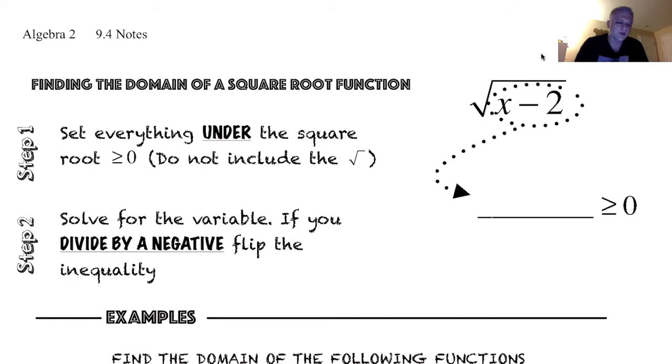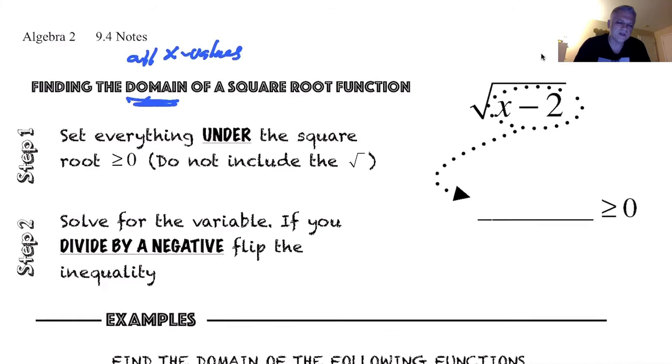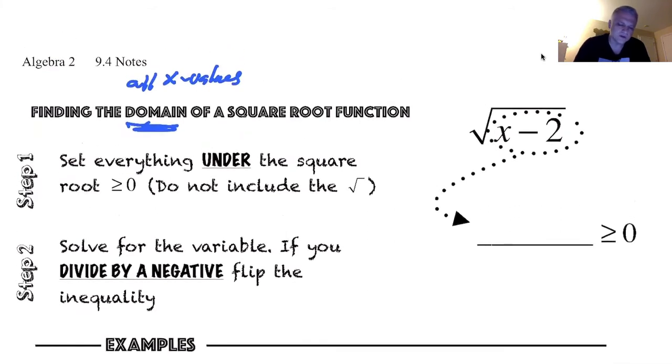Remember, you did range and domain. Domain is all possible x values that are in your function. What could x equal and still give me a real number? So we give you two steps. We take what's inside or under the square root.